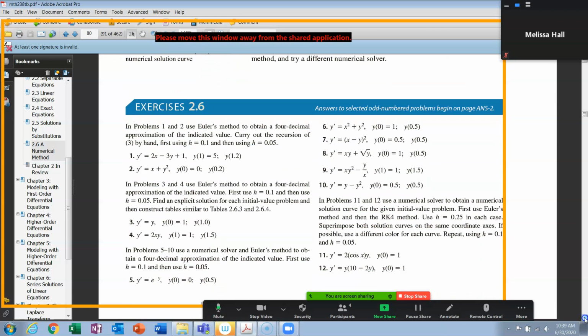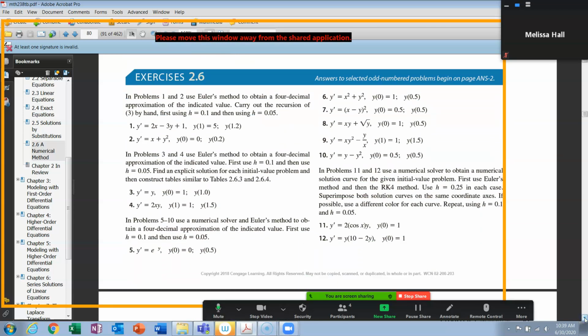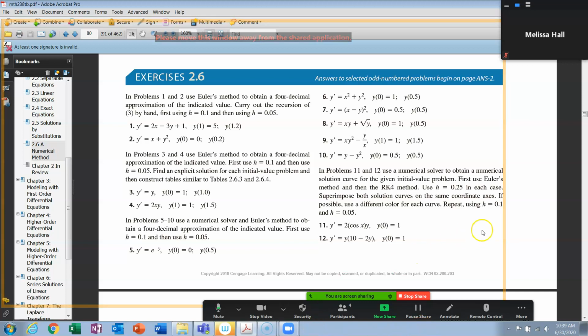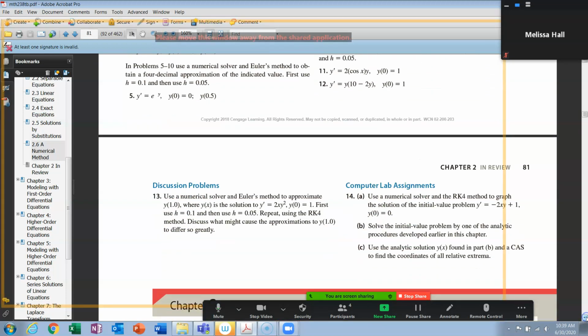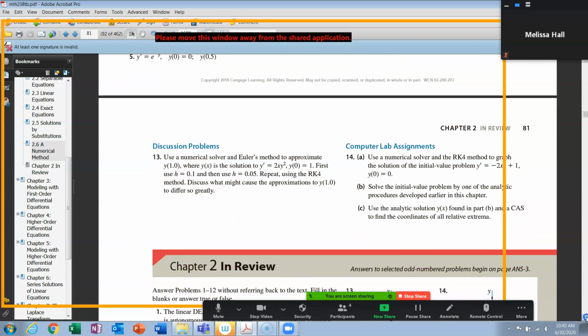All right, that finished 2.6. Here's homework exercises. Do number 1 if that's in the back of the book. Do number 3 if it's in the back of the book. Do any of the odds 5 through 9 if they're in the back of the book. Do 11 if it's in the back of the book. And that's all.